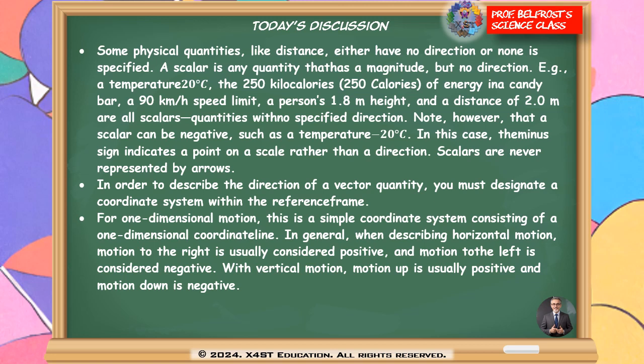So in order to describe the direction of a vector quantity, you must designate a coordinate system within the reference frame. For one-dimensional motion, this is simply a coordinate system consisting of a one-dimensional coordinate line. For horizontal motion, for example, motion to the right is considered positive, motion to the left is considered negative. For vertical motion, maybe you can take motion up to be positive and motion down to be negative. Just that simple, actually.